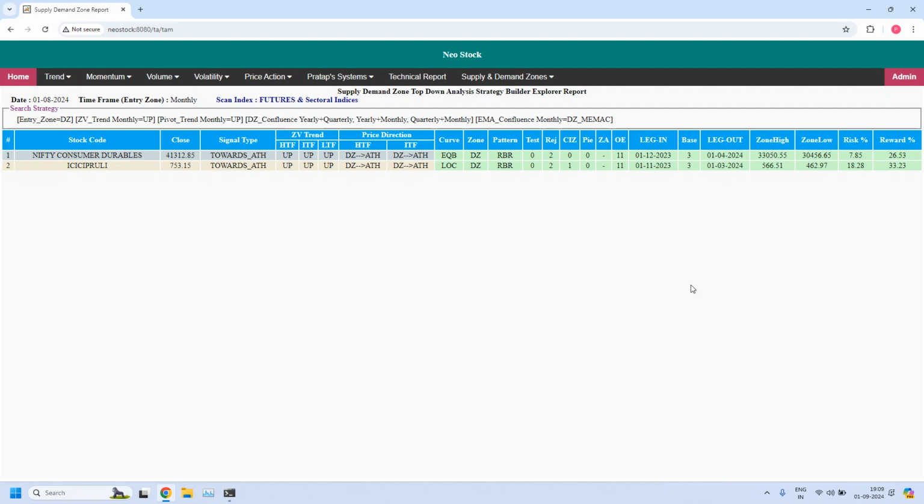ICICI Prudential, it is at the low on the curve. Nifty Consumer Durables is an index.